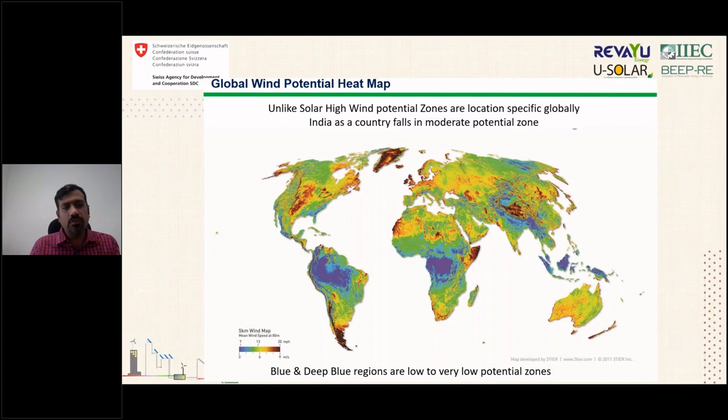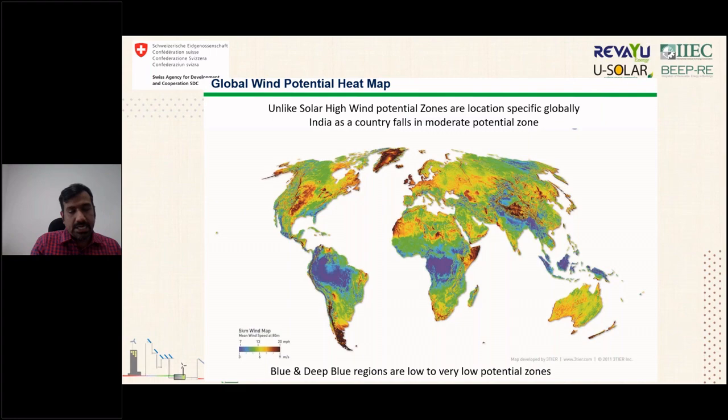So since we are talking of hybrid, this is just to give a perspective. The potential of wind globally, first of all, unlike solar, where most of the civilization is saturated, we have a very consistent level of solar irradiation available. However, wind varies from low potential to moderate to high potential zones.